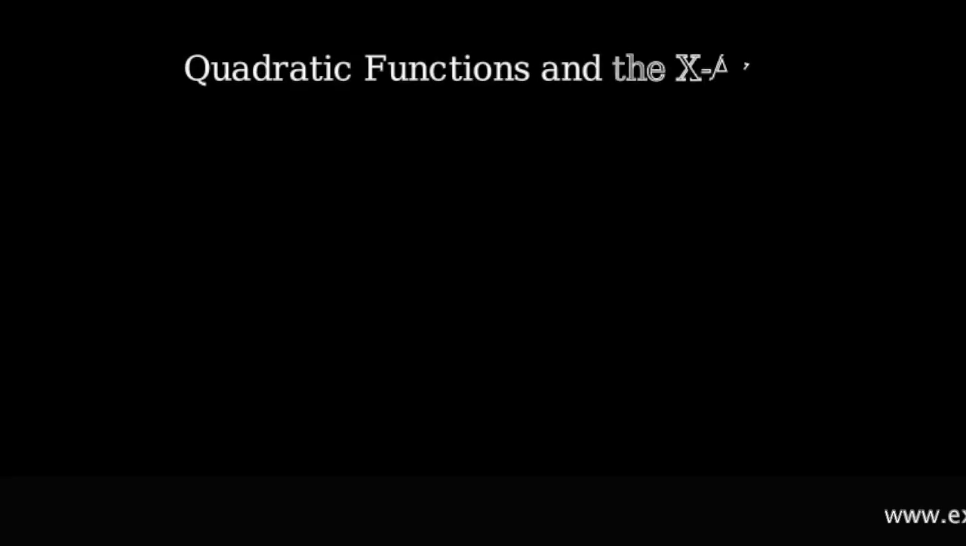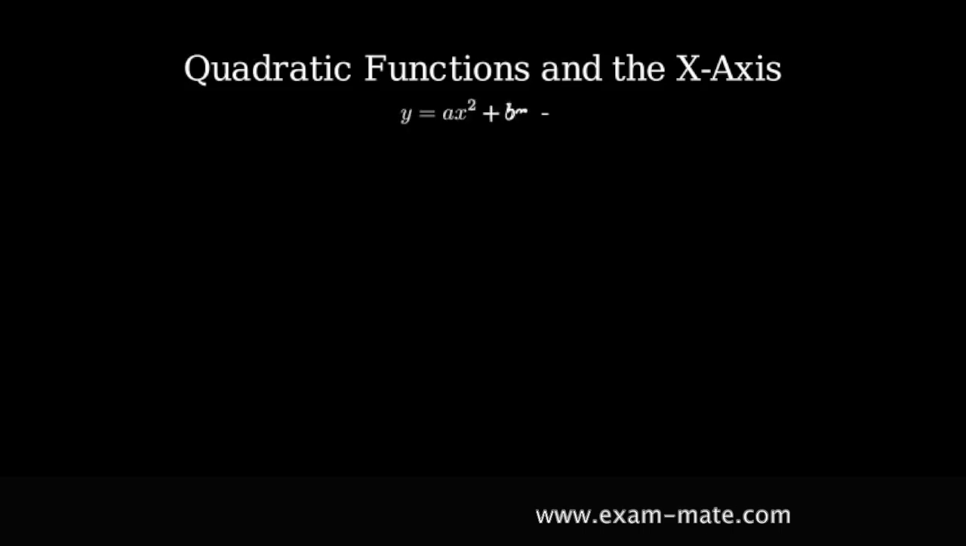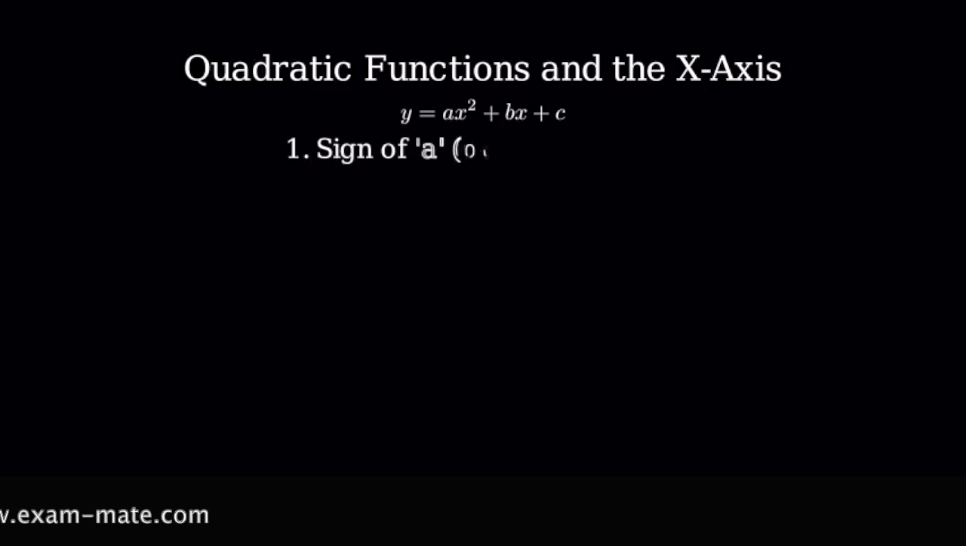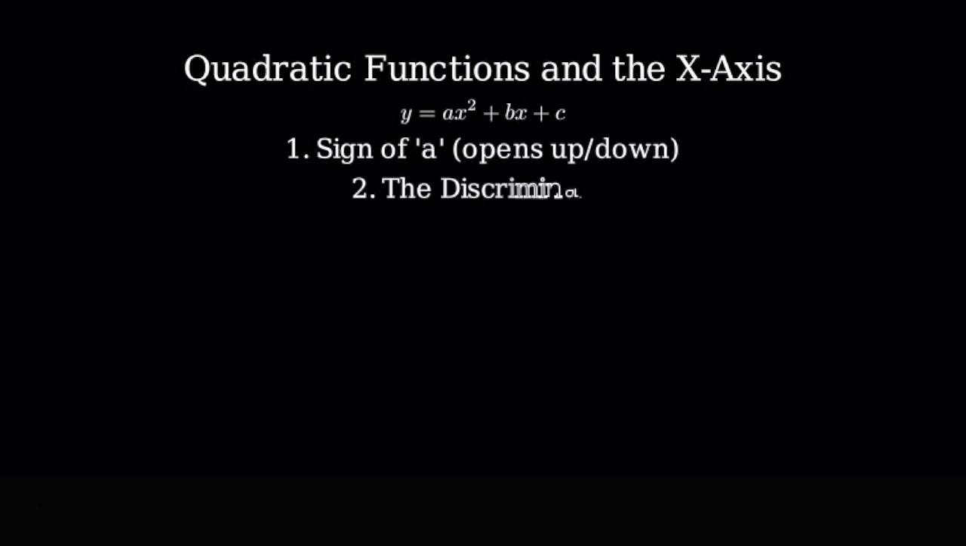Hello. Today, we'll explore how a quadratic function, which graphs as a parabola, relates to the x-axis. A quadratic equation has the general form y equals ax squared plus bx plus c. The position of the parabola relative to the x-axis depends on two key things: the sign of a, which tells us if the parabola opens upwards or downwards, and the value of the discriminant, which is b squared minus 4ac.